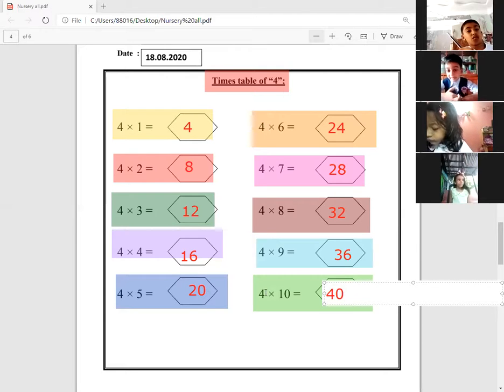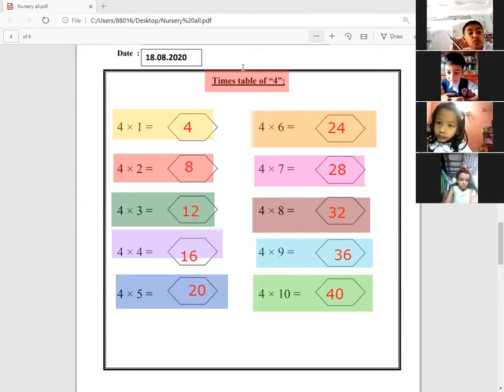Now everyone read with me, okay? Four ones are four. Four twos are eight. Four threes are 12.